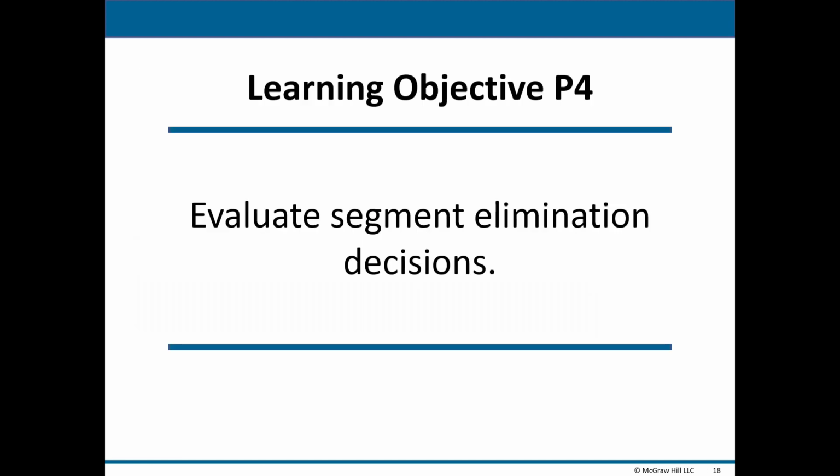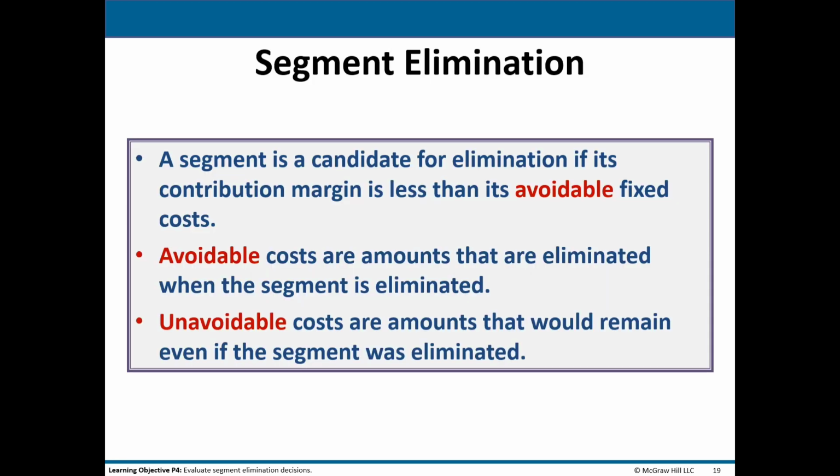Let's now look at segment elimination decisions. When a segment of a business is performing poorly, management must consider eliminating it. Segments with contribution margin less than avoidable fixed costs are candidates for elimination. Remember, avoidable costs are eliminated when the segment is eliminated. They include all variable costs and direct fixed costs, such as rent on that segment's space and insurance on that segment's equipment. Unavoidable costs remain even if the segment is eliminated. These costs are allocated to remaining segments when a segment is eliminated.